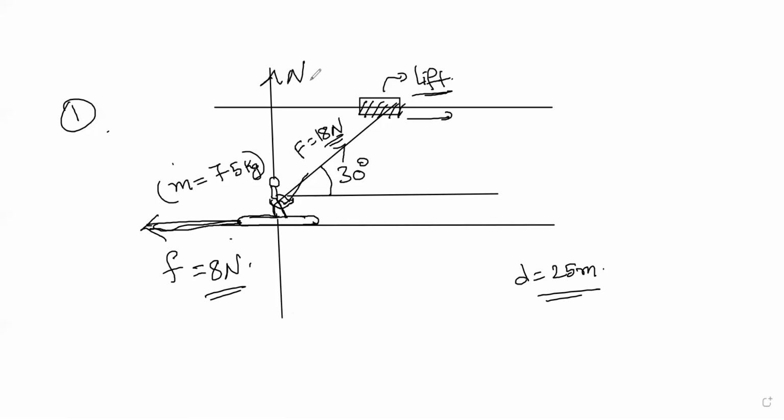So this is how the normal reaction is. Mg downwards. So this is how you can draw. This is not an issue. The second part of the question, if you have any doubt, please ask me if I'm going really fast or something. Now calculate the work done by each force.